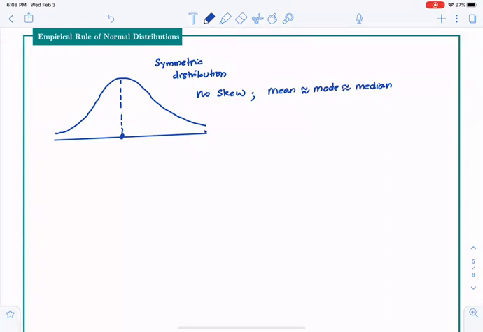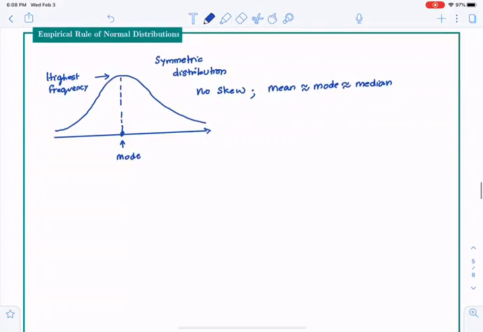So on the data axis, that point right there is the mode, because that corresponds to the highest point of the curve, which is the highest frequency. Since we know for a symmetric distribution, the normal distribution, the mean is approximately equal to the mode, which is approximately equal to the median, that center point would be the same as the mean as well as the median.